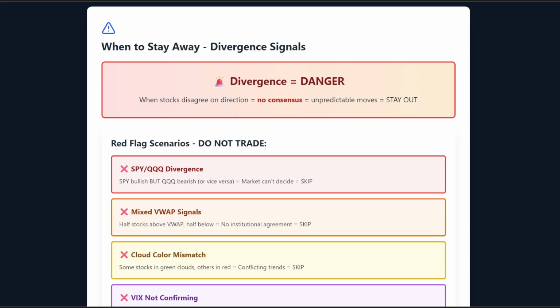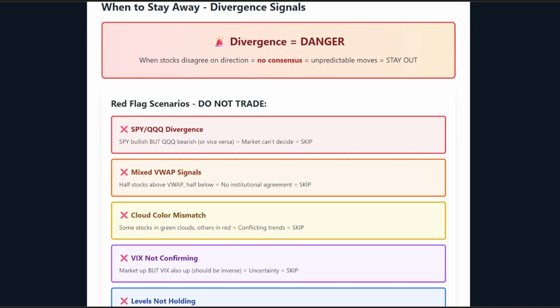Now, the typical SPY and QQQ divergence. SPY's bullish, but QQQ is bearish, or vice versa. Market can't decide which way it wants to go. You skip the setups, or maybe you walk away, or you come back later. Watch for maybe an hour later, you'll see the real move. Maybe 2 hours. Maybe it happens in the afternoon. Some days you really need to be patient with it.